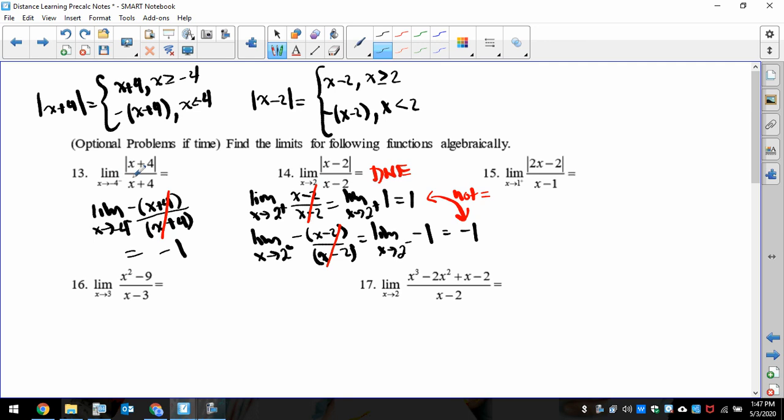They only wanted the left. They didn't want the two-sided. Here we had to check both because this is a two-sided limit.